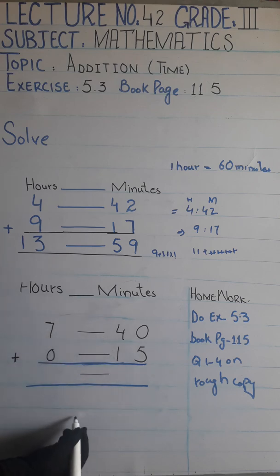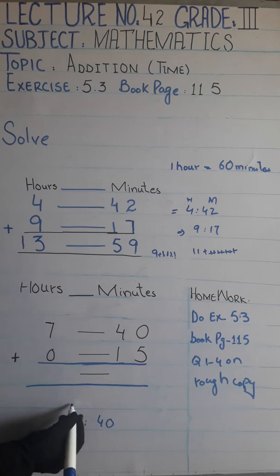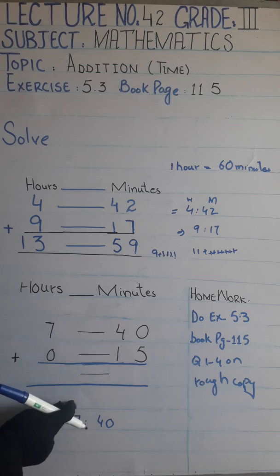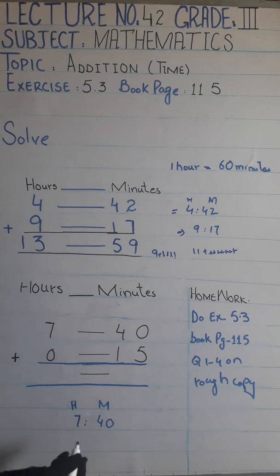Digitally, we write it like this: 7 hours 40 minutes. Your left side shows hours. Your right side shows minutes. 7 hours 40 minutes. And the next one, 0 hours 15 minutes. So we add minutes to minutes and hours to hours. We arrange them like this.